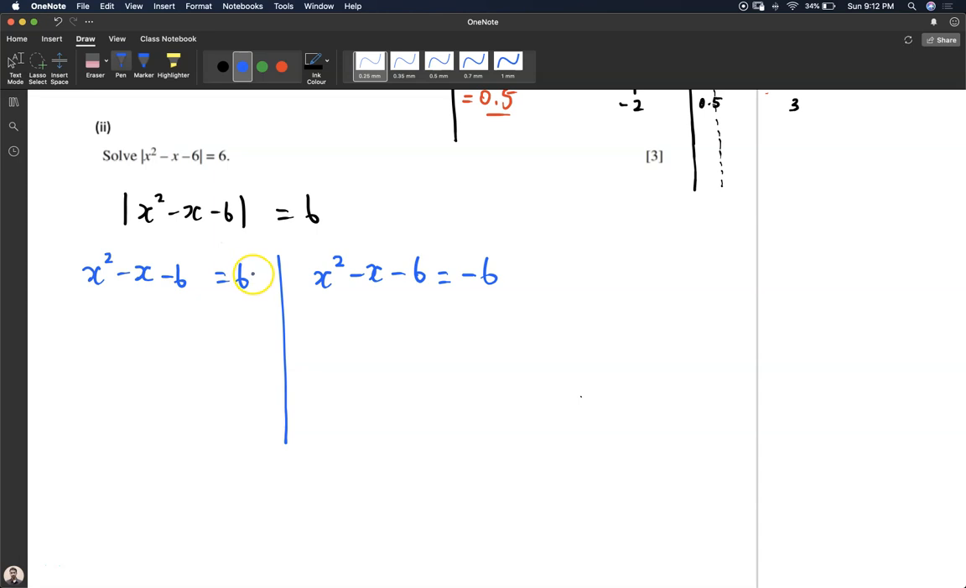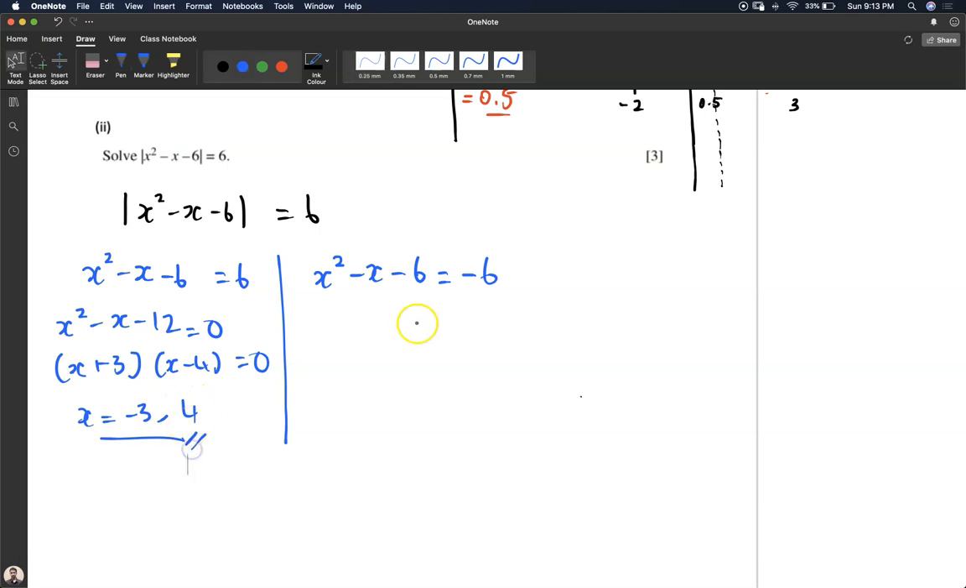So one side is the positive side and the other side is the negative side. Okay, so you have to solve for both. Notice that I've removed the modulus by now. Okay, so simplify this: x squared minus x minus 12 equals 0. Factorize: x plus 3, x minus 4 equals 0. Get your x values, which are negative 3 and 4. So you have a set of values here, and then you will have another 2 values here.